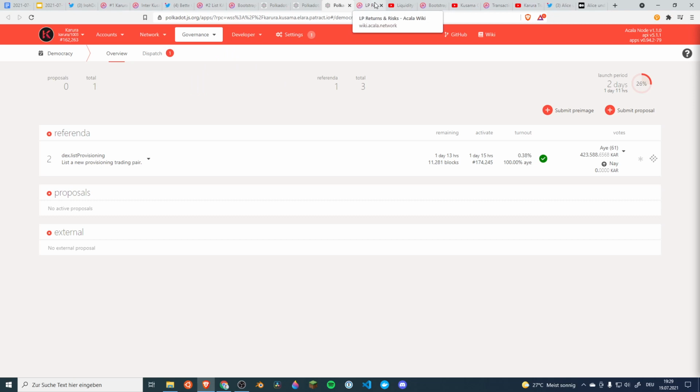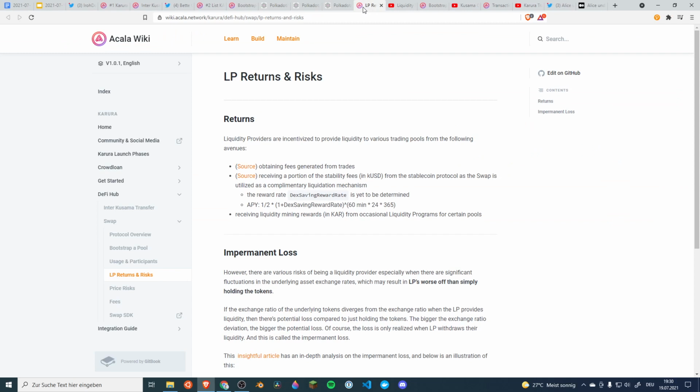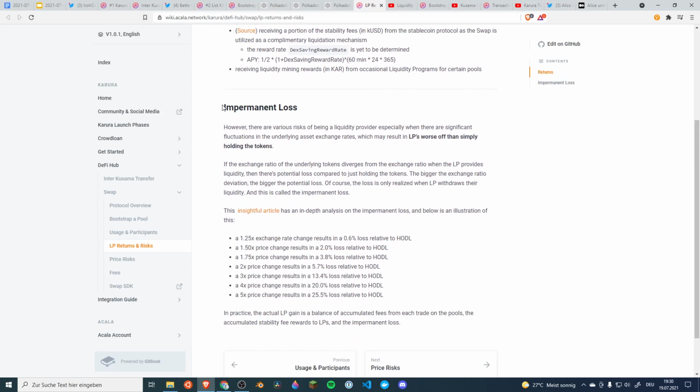So now let's talk about the actual question, should I contribute or not? And to best answer the question, you first need to know about the risks. And for this, Akala provided this page, liquidity pools, returns and risks. So they list all of the actual returns that you could generate, but also the risk.